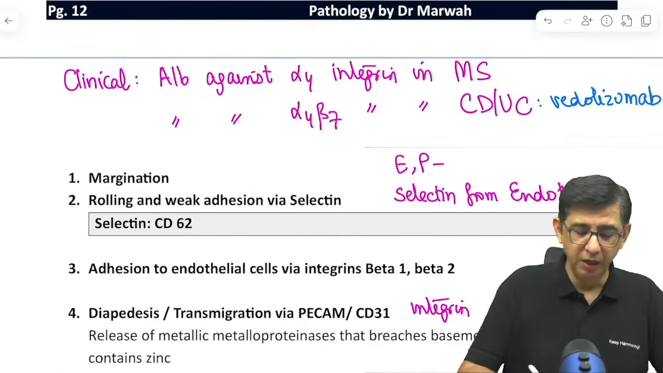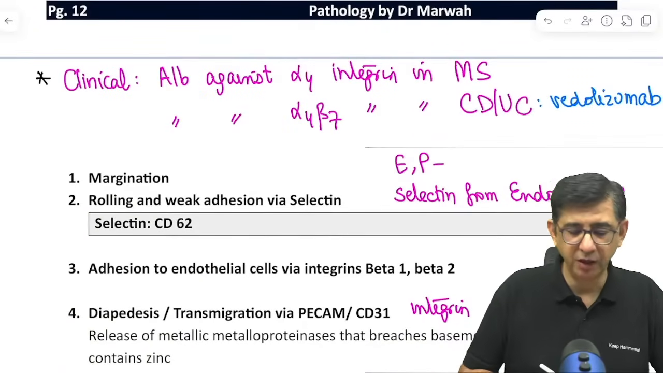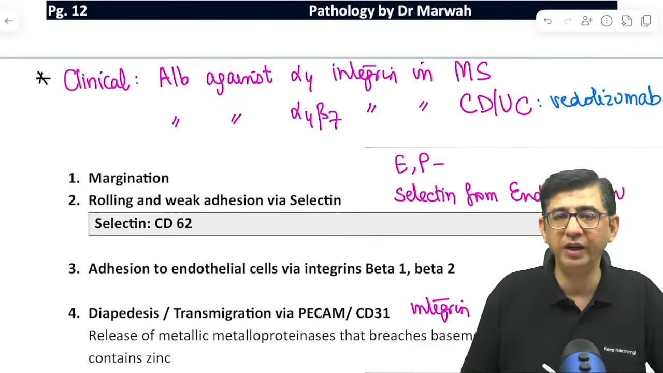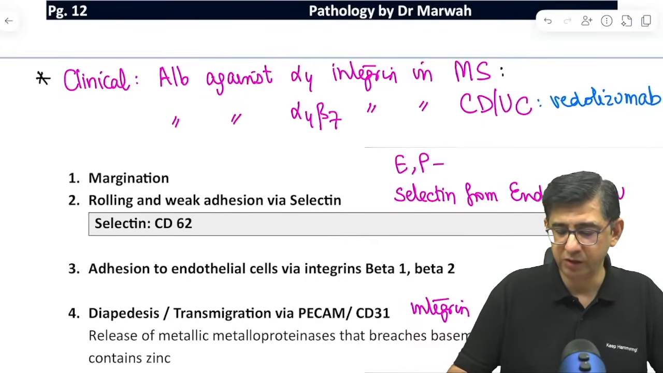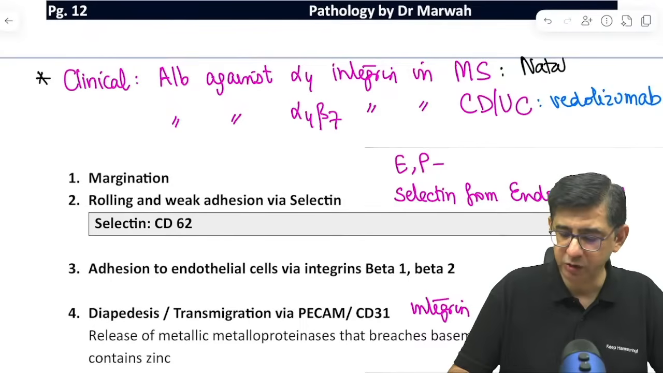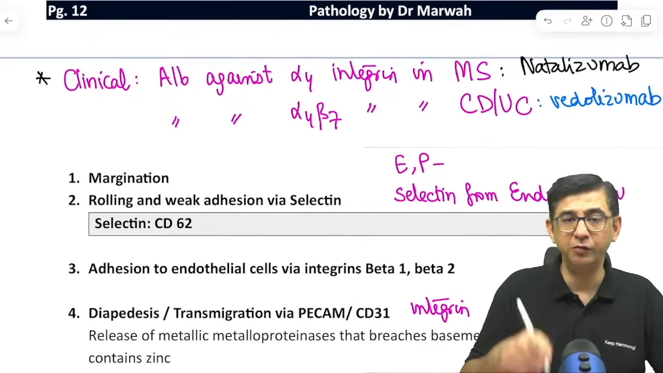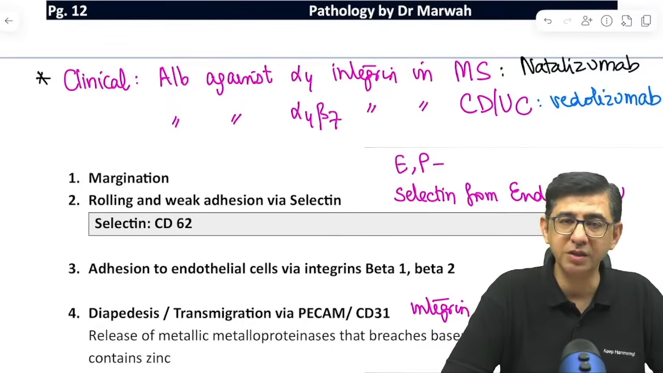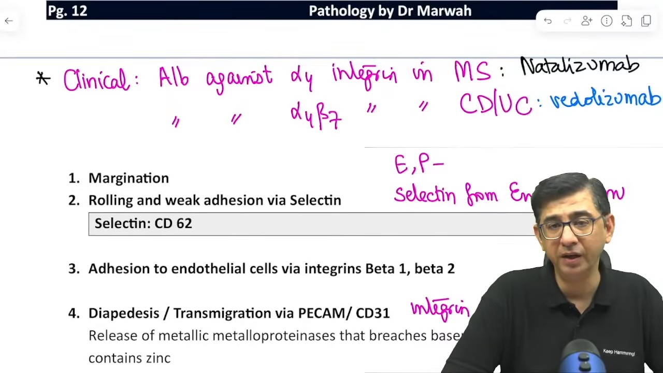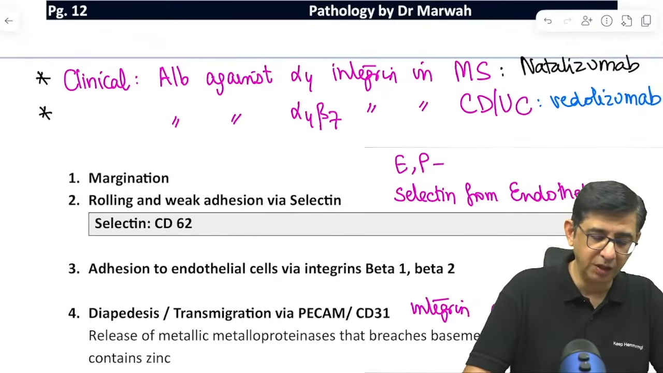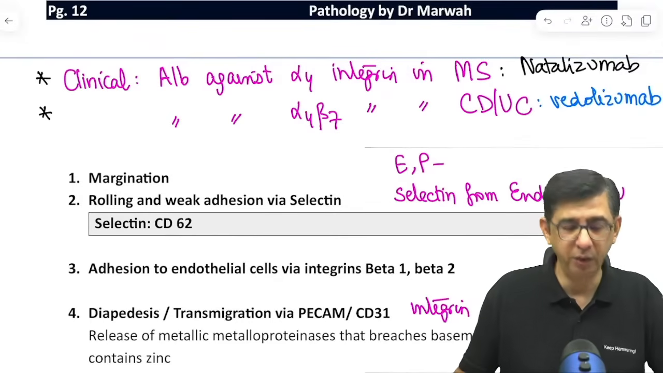Once again, if asked from the clinical perspective, what is the antibody against alpha-4 integrin in multiple sclerosis? As I was asking you, the answer would be natalizumab. And the second point to be remembered is: what is the antibody against alpha-4 beta-7 integrin in Crohn's disease and ulcerative colitis? If somebody had commented, the answer would be vedolizumab. Two very classical monoclonal antibody-based questions.